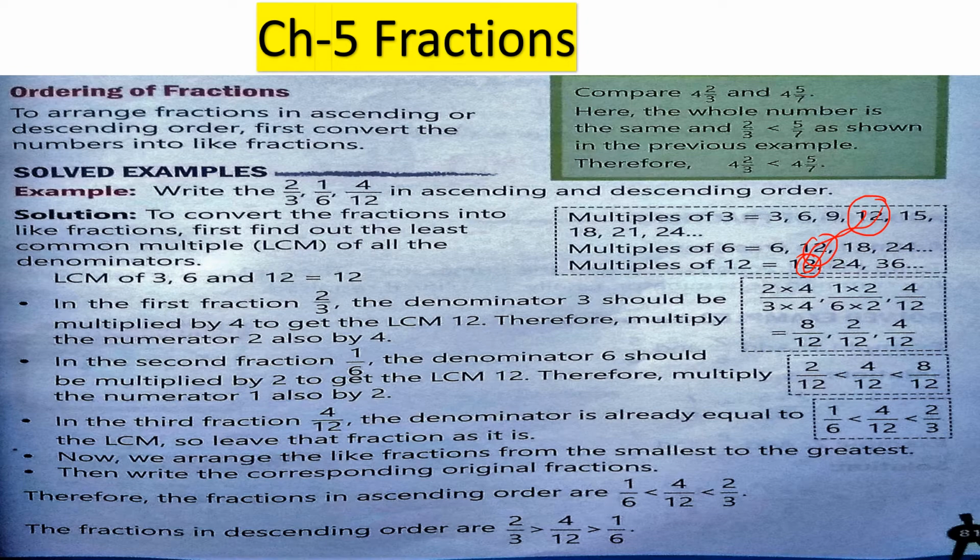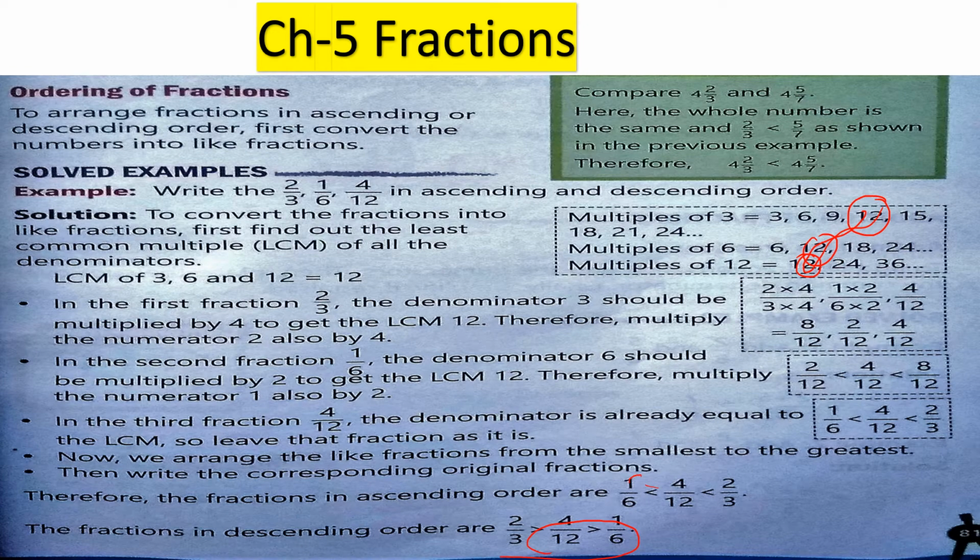Now we can find out easily which one is the smaller and which one is the greatest. So now we can arrange the numbers accordingly. First, ascending, small to big: 2 by 12, 4 by 12 and 8 by 12. Descending: 2 by 3, 4 by 12, then 2 by 12. Got it? In this way we can arrange the numbers. Here is descending order, big to small, and here ascending order, small to big.